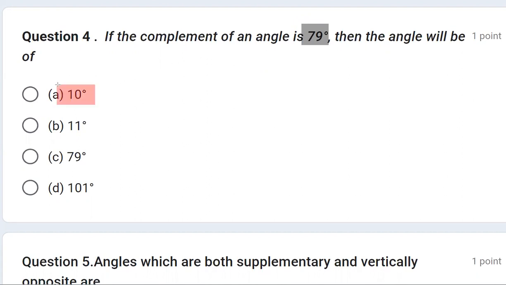So 79 plus 10, clearly it cannot be 180 degree. 79 plus 79 is again not 90 degree, and 79 plus 101 is also not 90 degrees. So it has to be this one, right? We just have to choose an angle whose combination with 79 should give you 90 degree, because two angles whose sum is 90 degree are called complementary angles.